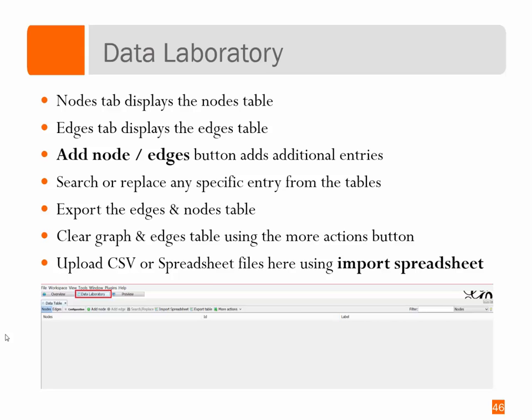We can search and replace any specific entry for the tables. So there's a utility there that allows us to do some maintenance. And then we can export the edges and nodes table as well. So if we want to export whatever data sets we have that we've created, we can use the export button there. We can clear graph and edges table. So if we decide, hey, we don't have the right data loaded, or we want to load a new set of nodes and edges, we can clear it.